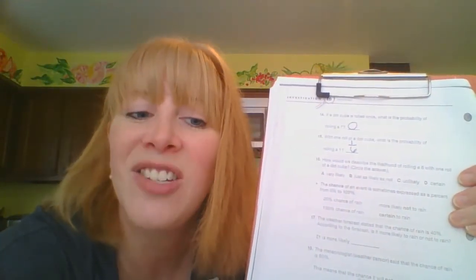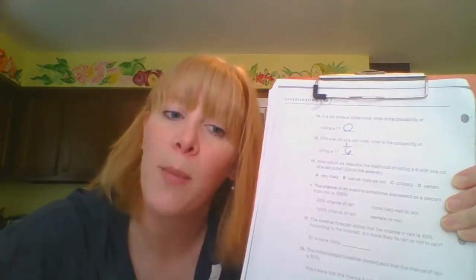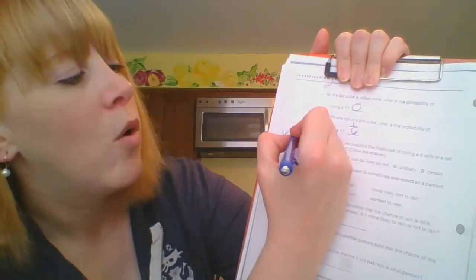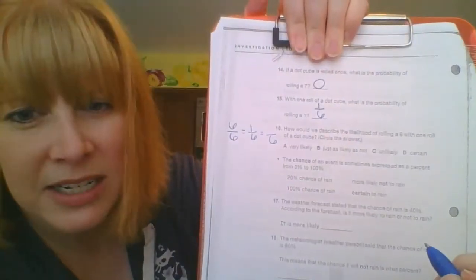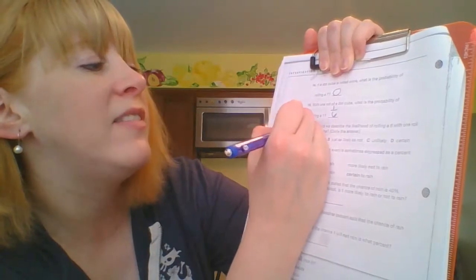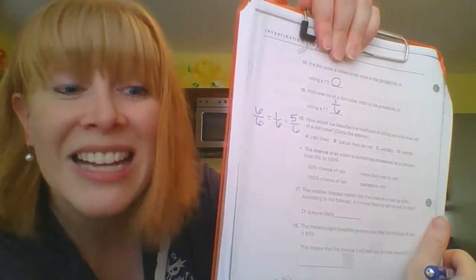How would we describe the likelihood of rolling a 6 with 1 roll of a dot cube? So 6 would have the same probability as a 1. 1 out of 6 sides say 6 on it. How many sides then don't say 6 on it? That would be like doing our power-ups where we are adding and subtracting fractions. Remember, denominators don't change. 100% probability would be a 6 over a 6. 1/6 say 6. Denominator stays the same. So there is a 5/6 probability that I don't roll a 6.